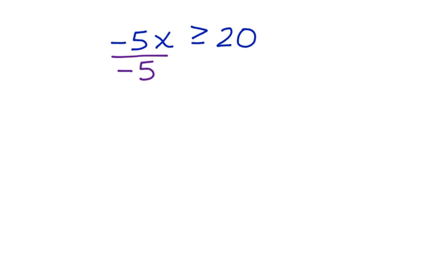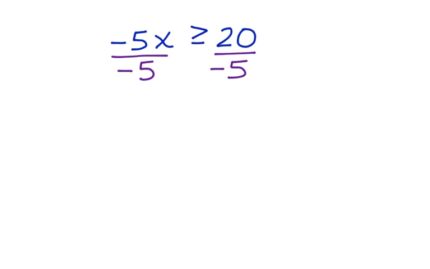Do you know how to solve an inequality by using multiplication and division? Let's take a look at an example. Negative 5x is greater than or equal to 20. Now this inequality has multiplication in it, so we're going to use the inverse to solve it. And we're going to divide both sides by negative 5.